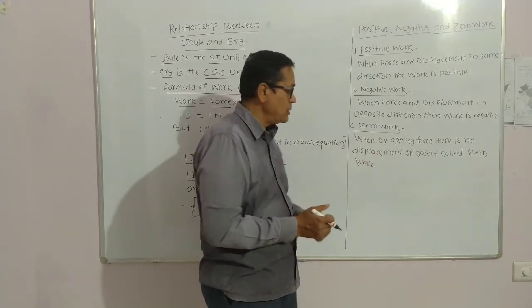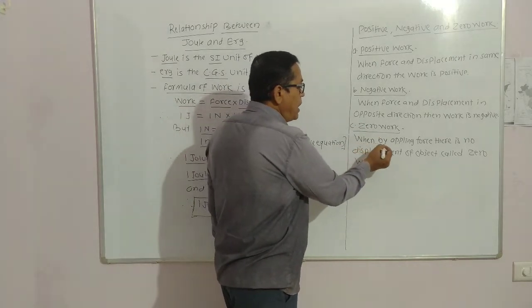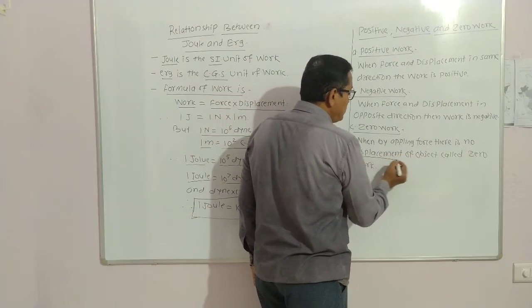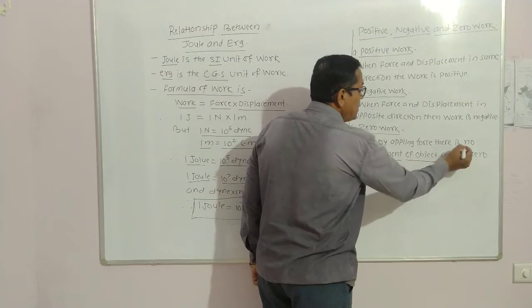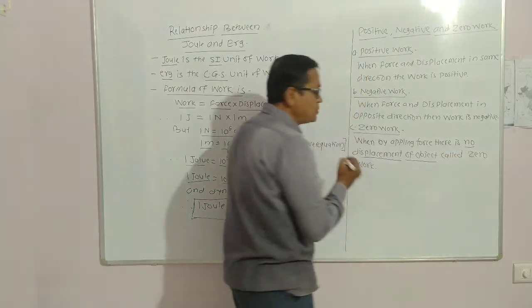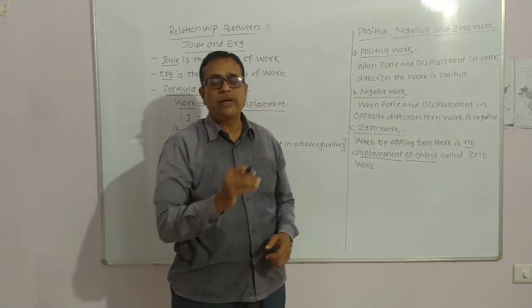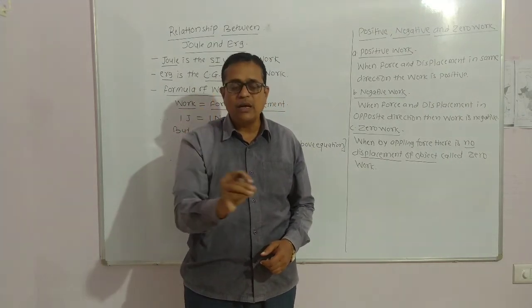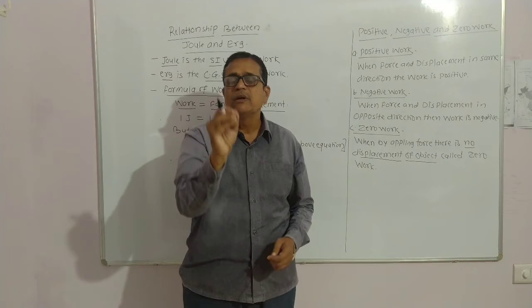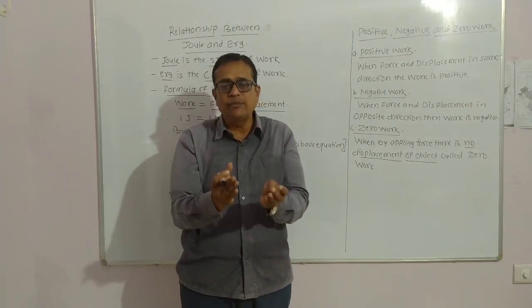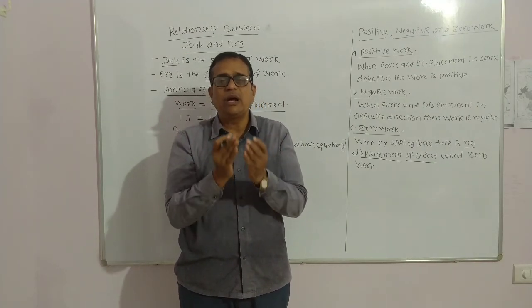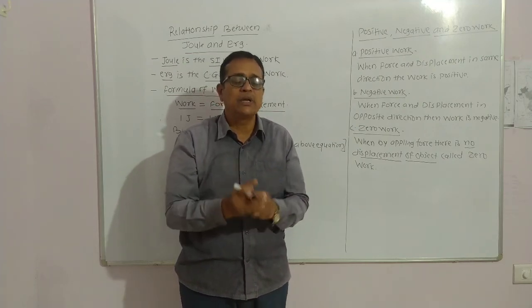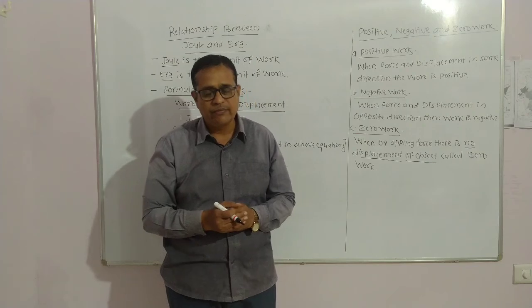Then what is zero work? When by applying a force there is no displacement of the object, that work is called zero work. Means when the athlete runs from one point, applying force, and again reaches the same point, the starting point or initial point and the final point are the same. There is no displacement, then that work is called zero work. That's all.